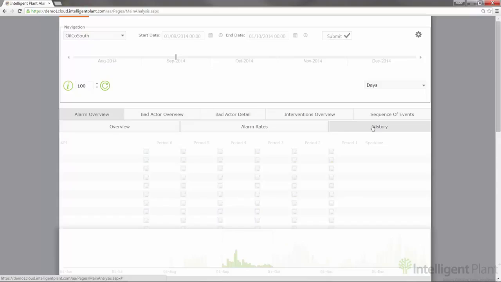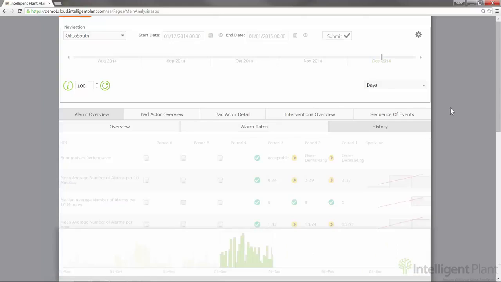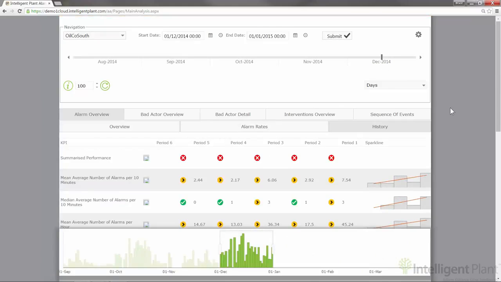Lastly, in the overview, there is a History tab, where we can see how the KPIs are changing over time. This would be useful if an active alarm reduction program was in place, and we could see how effective the improvements are being. There is no data for these 3 months, so if we change the month to December, then we can see what the trend is over time.